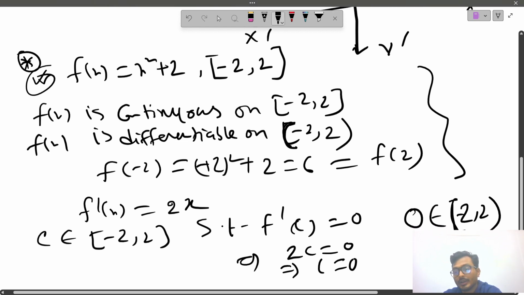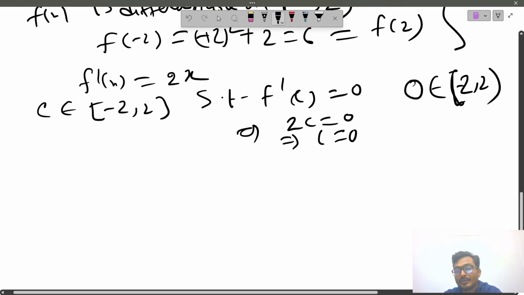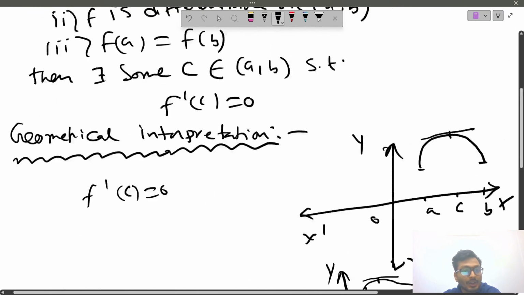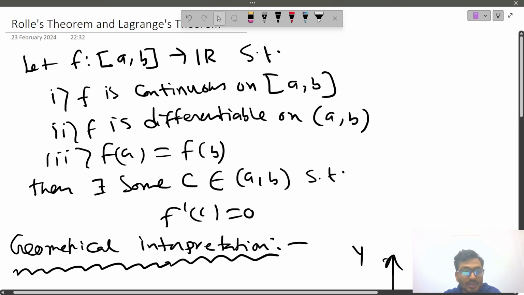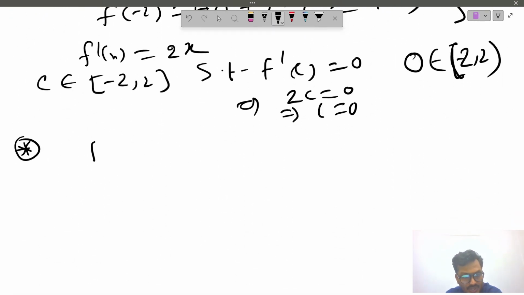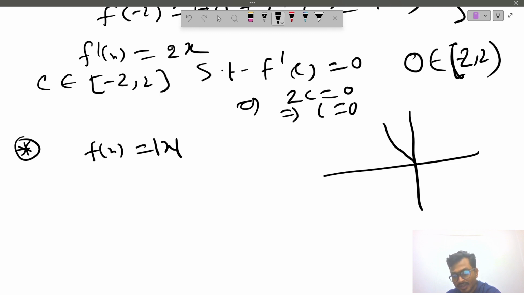Okay, now we are going to find some functions where Rolle's theorem is not applicable, and by these examples we can also see how important all three conditions are, right? So suppose our f(x) is mod x. What will the function look like? This function is like this. So this is our mod x function, with axes X'OX and Y'OY, right?